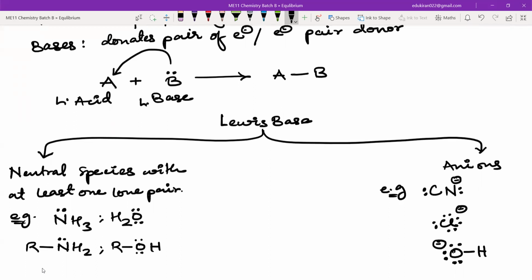So whenever you are asked to choose a Lewis base, what you are going to see is whether it has a lone pair or not. If it has a lone pair, that means it is going to be a Lewis base. Okay, and if it is an anion, then obviously it is going to be a Lewis base.